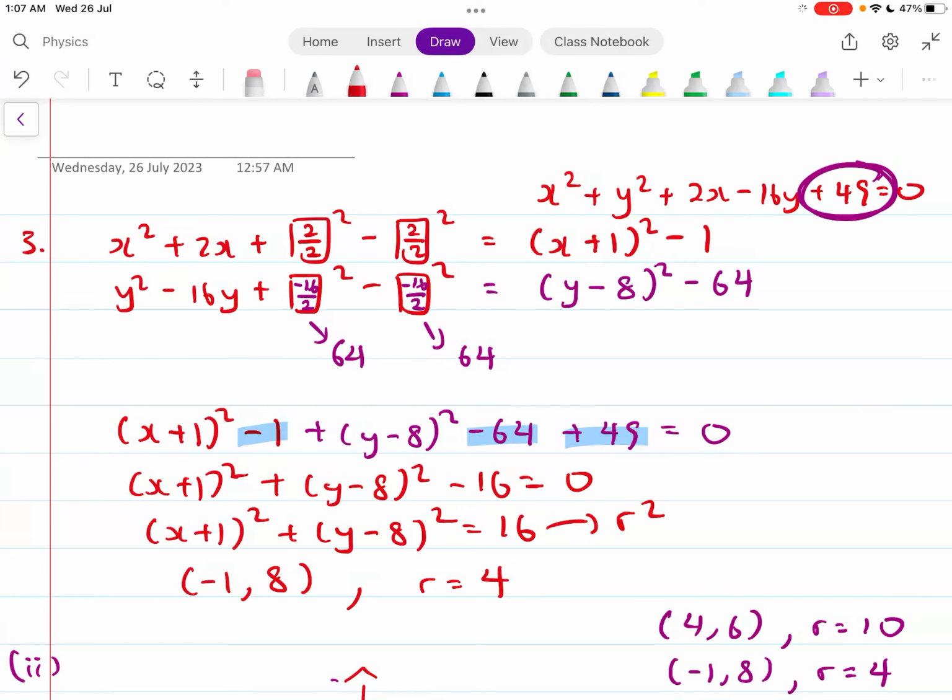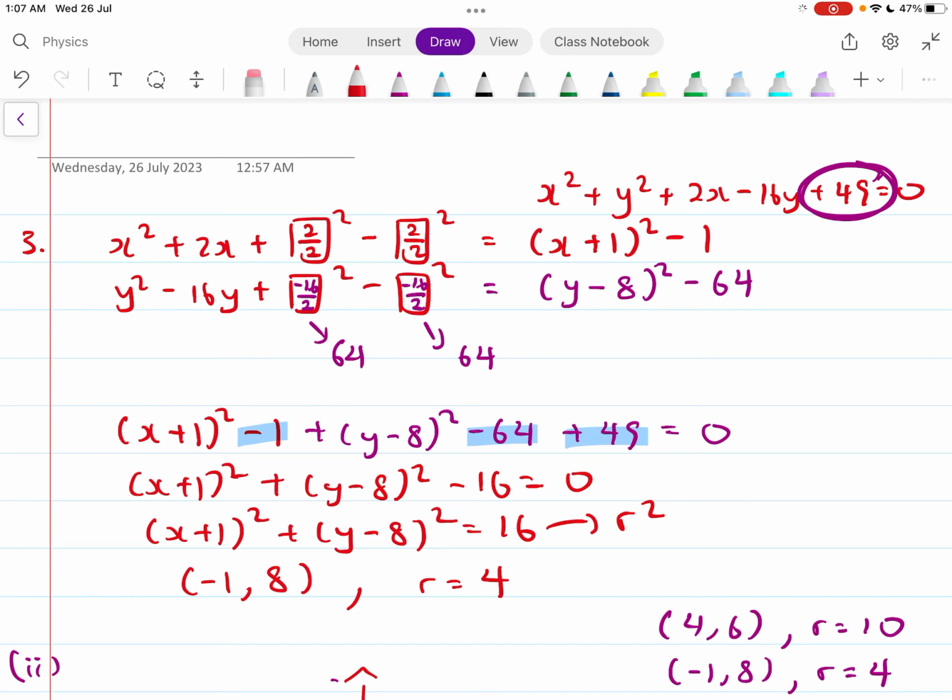Alright, so question 3, we are given this C1. For C1 we are given the standard equation, then C2 is the general equation, right? So they want us to find the coordinates of the center of the circle C2 and its radius. It's the same thing, it's just completing the square.